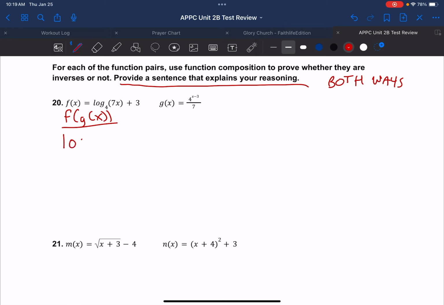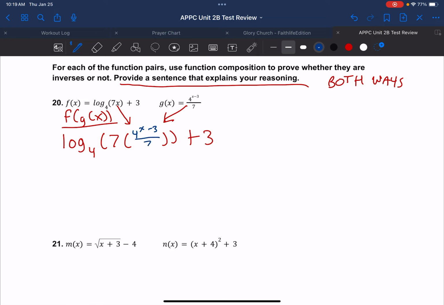So I'm going to have log base 4 of 7 times something plus 3. And in there, I'm going to put g of x. That's where the x was, and I'm putting this in here. So 4 to the x minus 3 over 7.